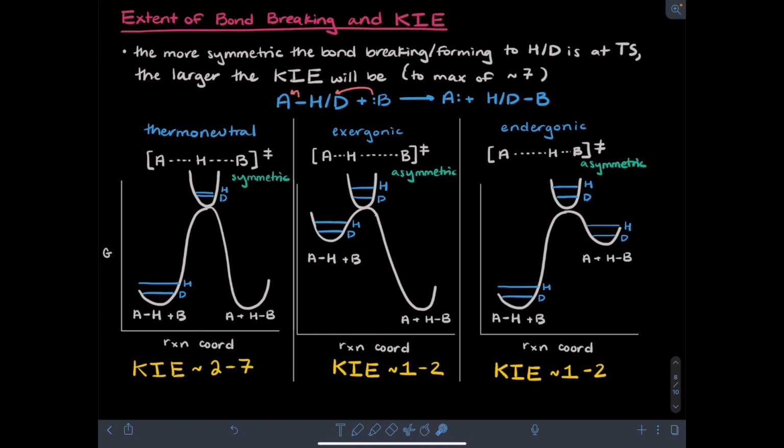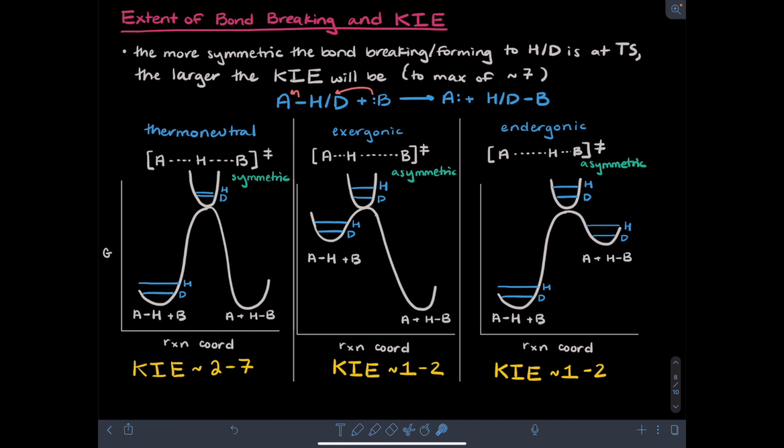The takeaway here is that for thermoneutral reactions, in which you have pretty symmetrical bond breaking and forming, you'll have very small differences in 0-point energies at the transition state, whereas in the other scenarios, this will not be the case. The more you minimize the 0-point energy difference at the transition state, the larger your kinetic isotope effect will be, up to that value of about 7.